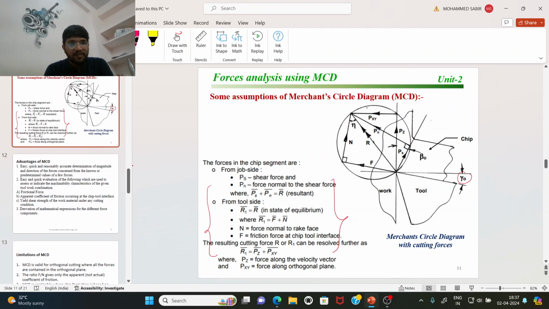Basically we will discuss these things. For today, we want to give some science, some physics features of the Merchant circle diagram, and give some flavor of the physics and the science behind it. What physics laws are applied here, that is what we are looking into.